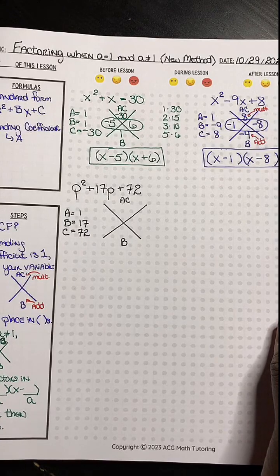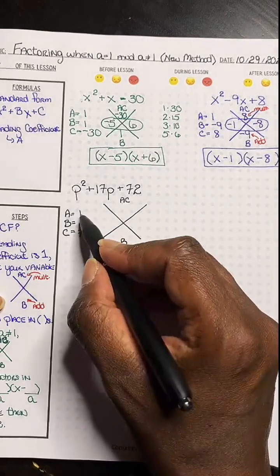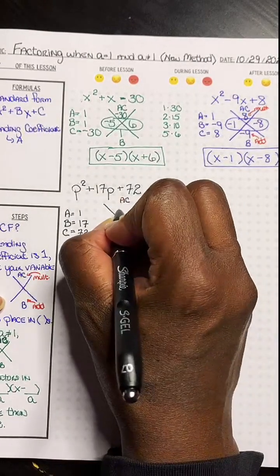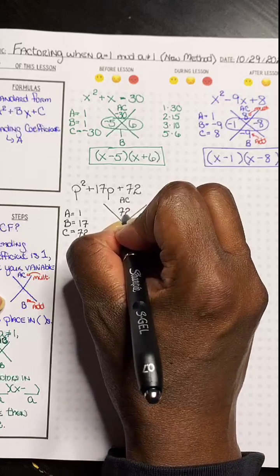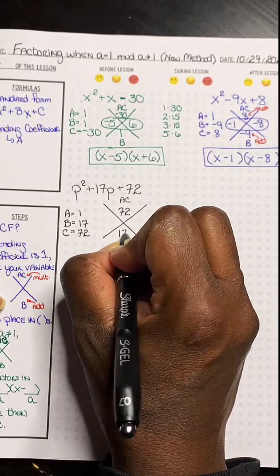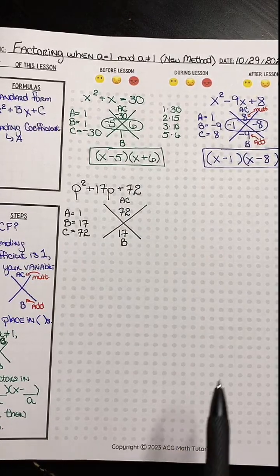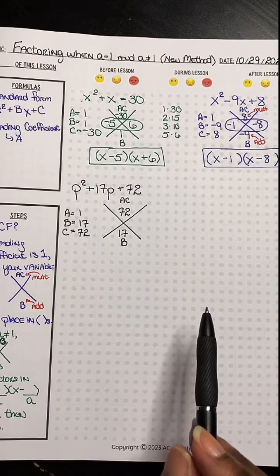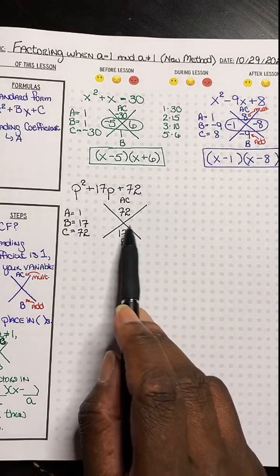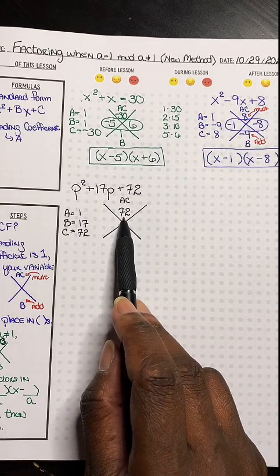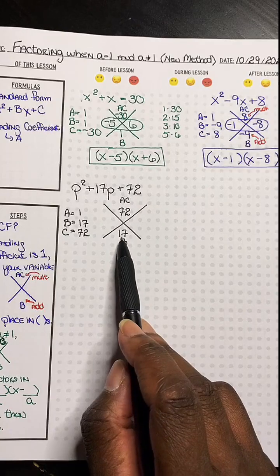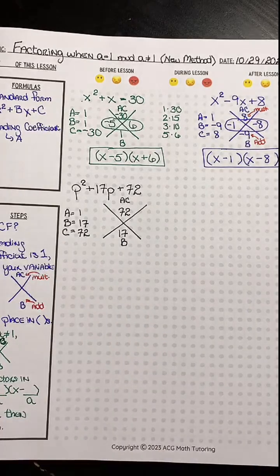So now, multiply our A and our C, we get 72. Rewrite our B, which is 17. And then we need to think, what two numbers multiplied together will give me 72 and add together will give me 17?